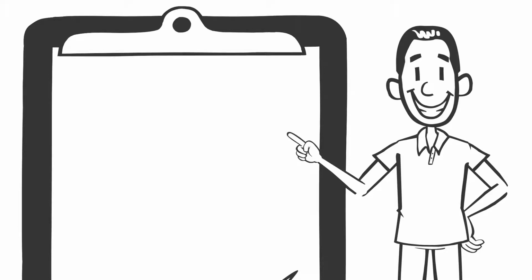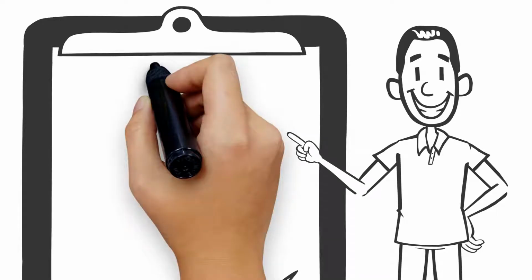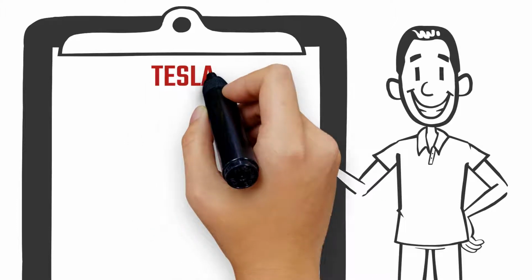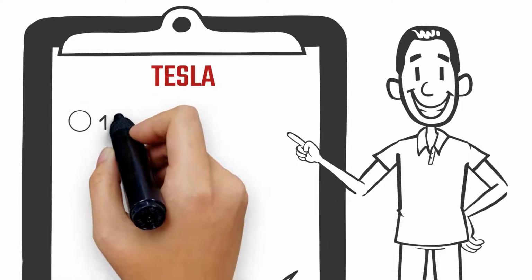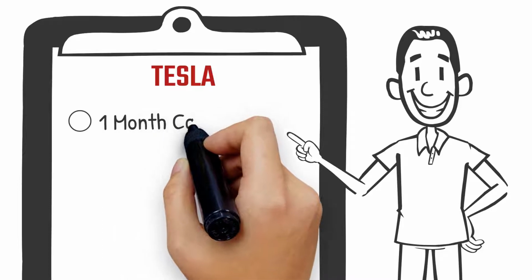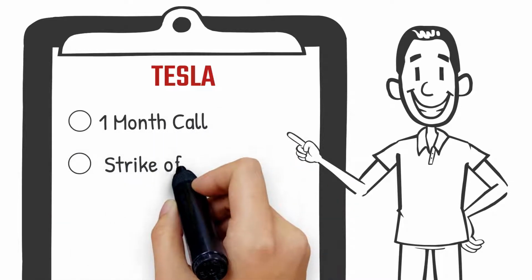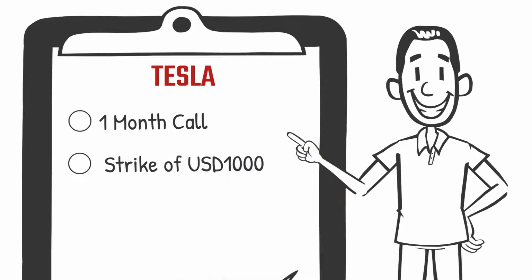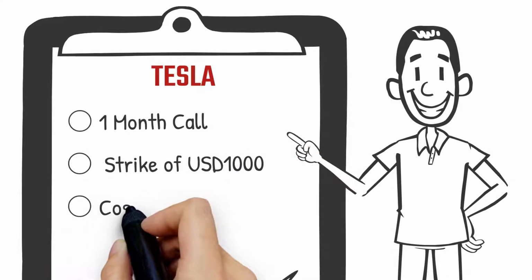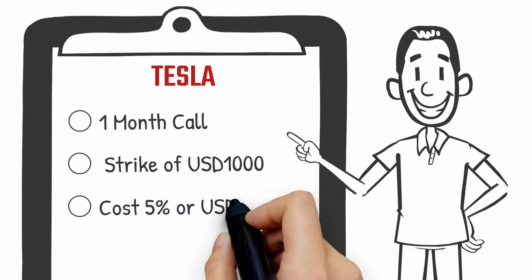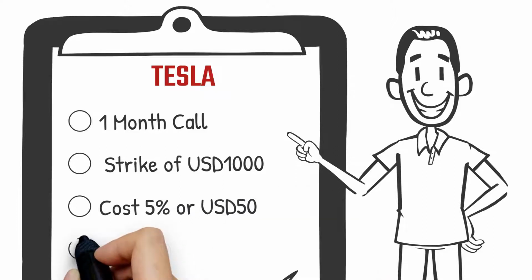For this example, let's say you have a view on Tesla. You think it may go higher and hence you decide to buy a call. You buy, say, a 1 month call struck at $1,000. Again, if you don't know what that means, it is explained in my first video. For this, you pay, say, 5% or $50 to participate in the potential upward movement of one share.